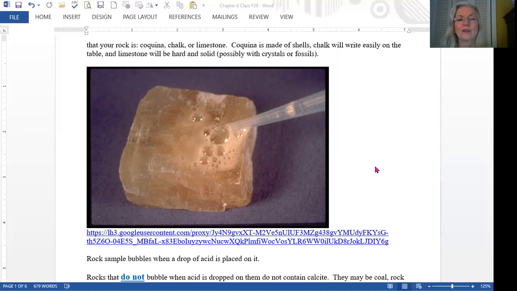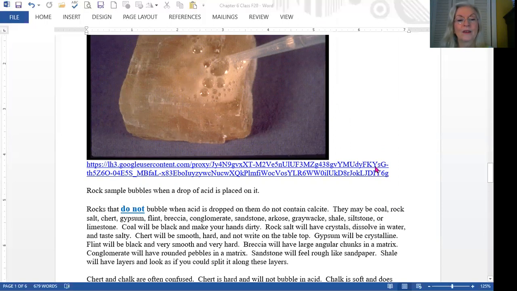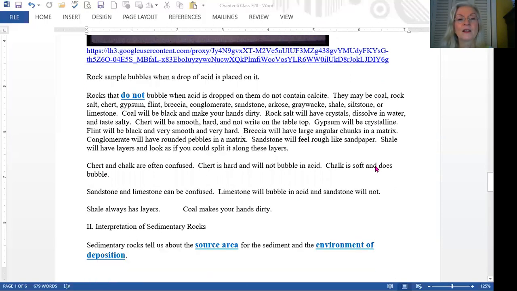Our samples don't usually bubble quite this much, but they do bubble. So suppose you have a sample that does not bubble. That means it does not contain calcite. Lots of things don't contain calcite. Primary among them for us will be sandstone.